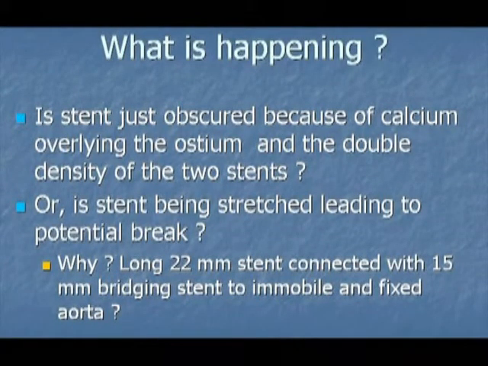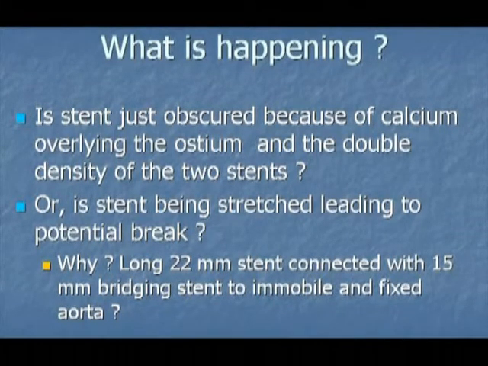So what is really happening here? Is the stent being obscured because you have calcium at the ostium, and then you have the stent over the stent with this double density of the two stents, and you just happen to see the gap between the two? And so is it a CTA artifact, or is the stent being stretched, leading to a potential break? And you may ask why.